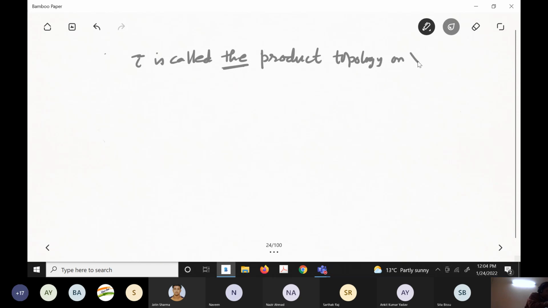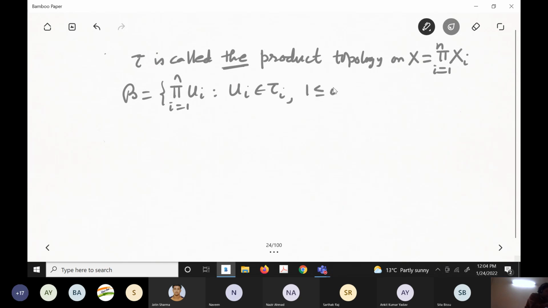On X, where X is the product. Look here, you said that will be enough that you know the base. That means base is this. And recall, Y_i, i from 1 to n, Y belongs to tau Y_i. This is a base. This will be good enough for us to know.